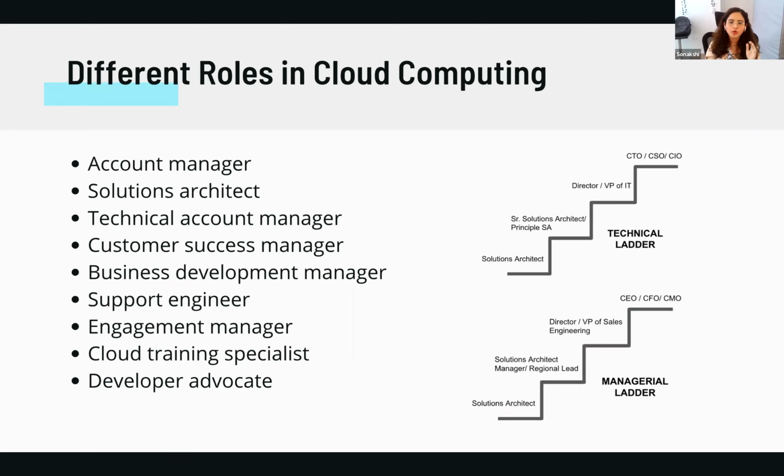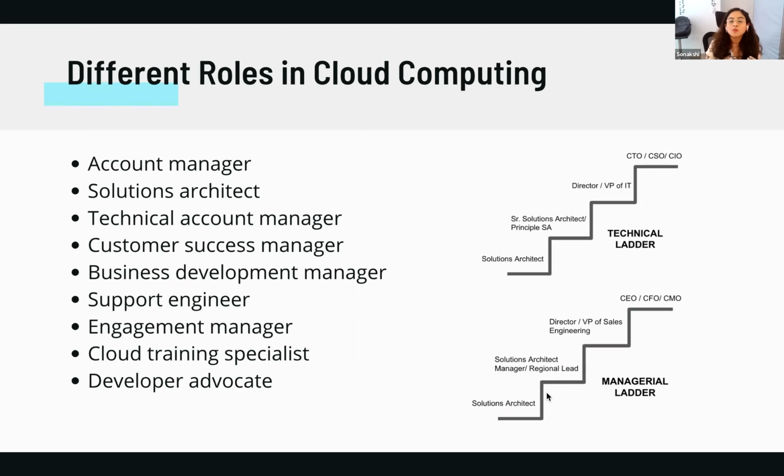Also, if you're someone who's more interested in taking the managerial ladder, this is what your path looks like. After a solution architect, you can become a solution architect manager, and from a manager, the very organic progression is towards becoming an area or a region leader.